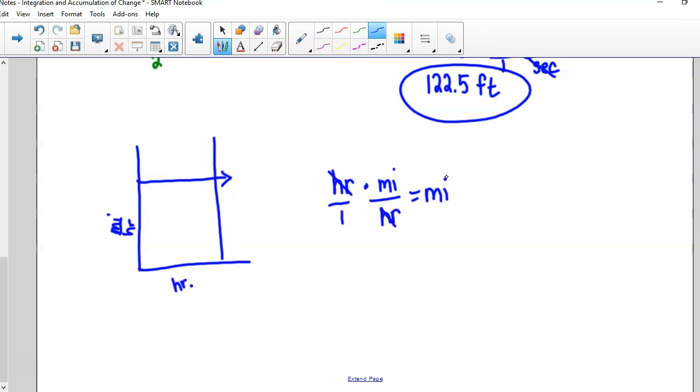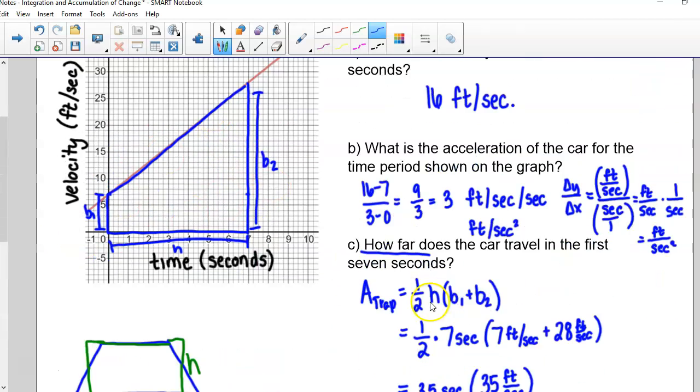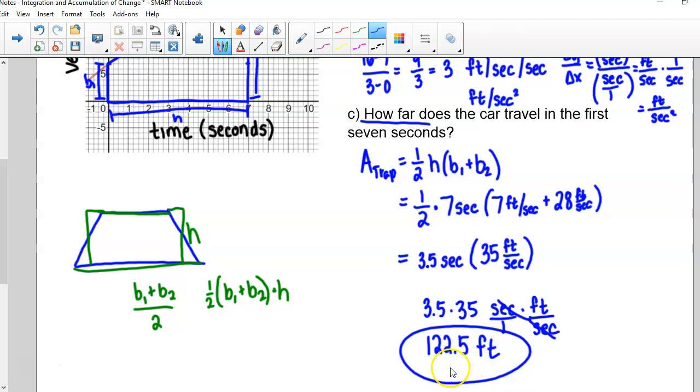So by finding that area underneath the curve, we can go back to just position instead of velocity and position there. If this were the value here, this is not just the estimate, that would be exactly how far the car traveled, would be 122.5.